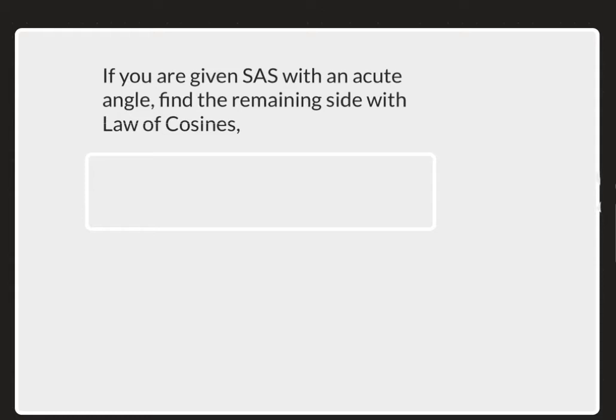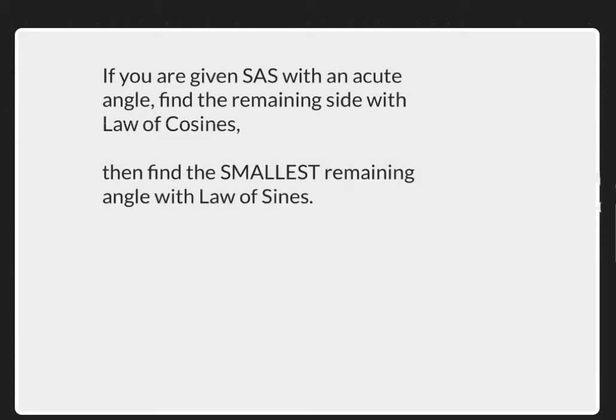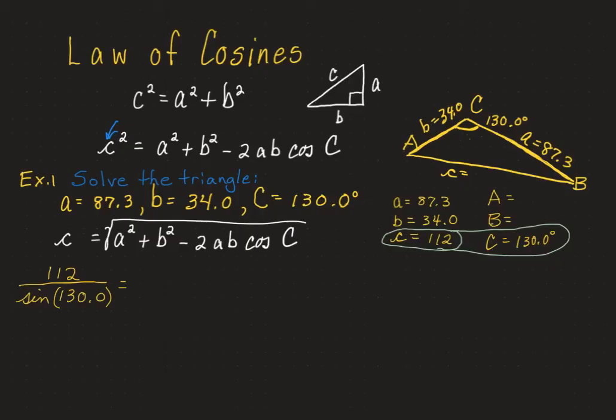So if you are given the measurements of two sides and the included angle, side angle side, with an acute angle between the two sides, find the remaining side with the law of cosines, and then find the smallest remaining angle with the law of sines. Then you can just do subtraction to find the third angle. So let's get back to the original problem though.